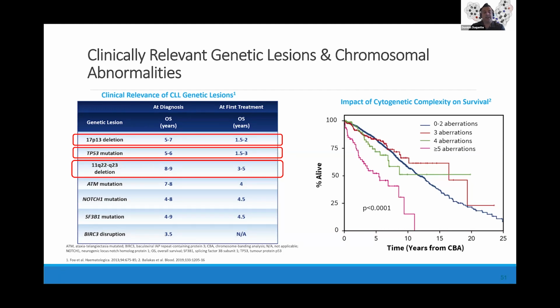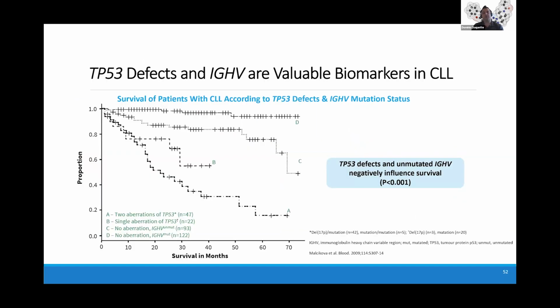Now, there are some mutations that are important: 17p, TP53, which are pretty much linked, and 11q is another one. So you do have a few of them, and the more aberrations that you have, the less good a prognosis you will have. So that is important. Now, TP53 and IGHV are very useful as biomarkers in CLL.